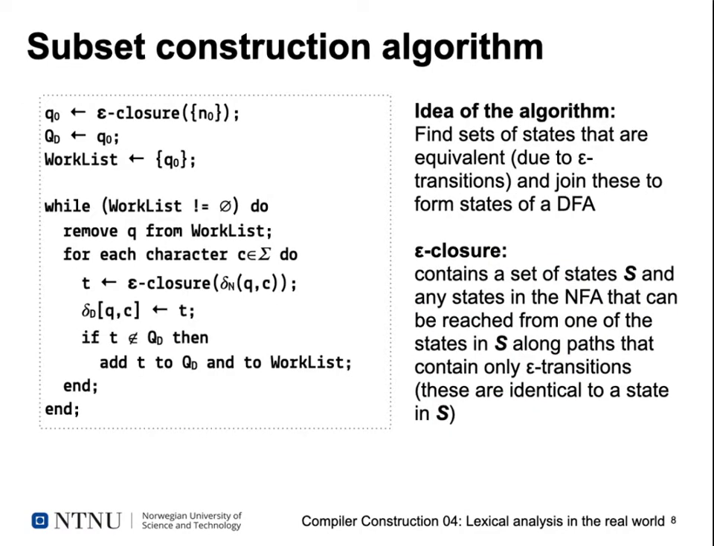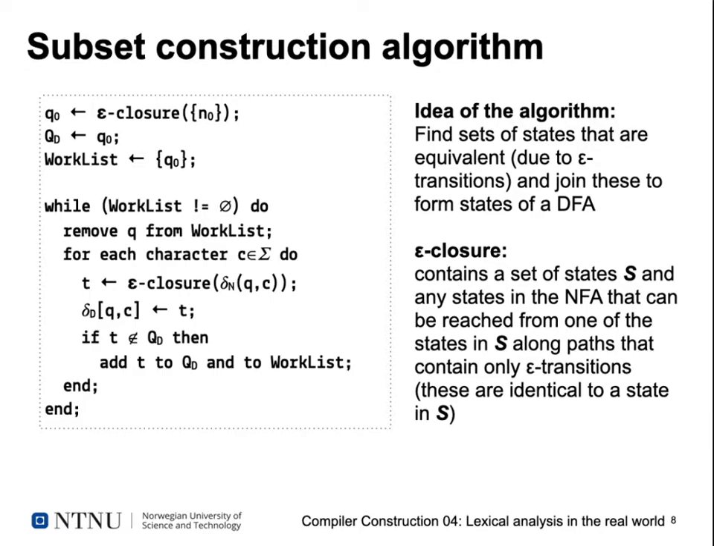So this is our subset construction algorithm here. And the idea of the algorithm is actually to go through the NFA and find sets of states that are equivalent. And they are equivalent because they're connected by epsilon transitions. So you don't need to read any character to move between these states. You can move arbitrarily between these states if they're connected by an epsilon transition. And then we join these equivalent states together and build a new DFA which uses these sets of states as a new single state.